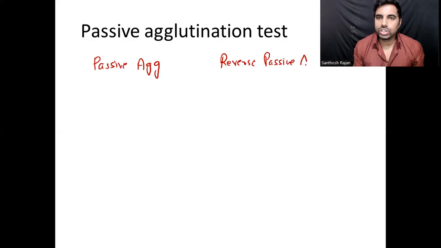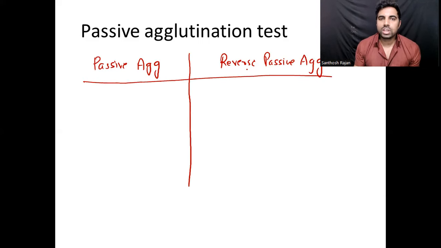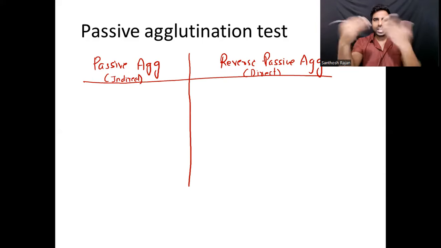Reverse passive agglutination. Two tests are there. What detects what? Whenever you say passive, it is almost like an indirect test. Reverse passive means it is somewhat like a direct test. Indirect agglutination test. Reverse passive means if you reverse passive, it becomes active.